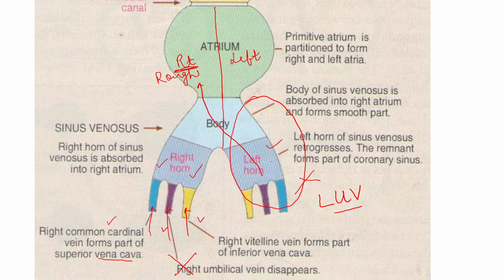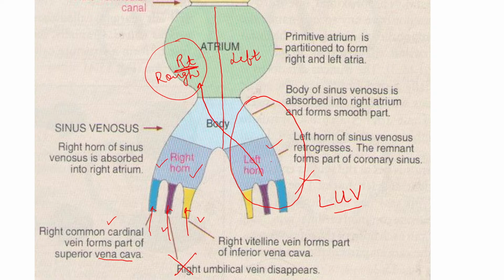So, this is how the parts of the primitive heart tube develop into the two different parts of the atrium. From the common atrial chamber, the rough part of the right atrium, and from the right horn of the sinus venosus, the smooth part of the right atrium will be derived.